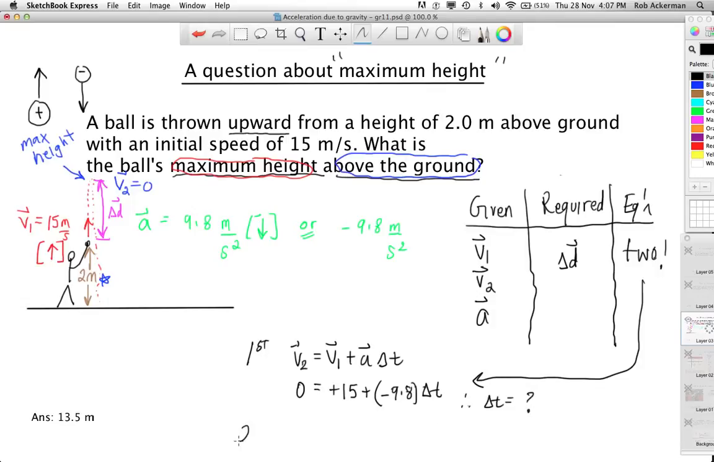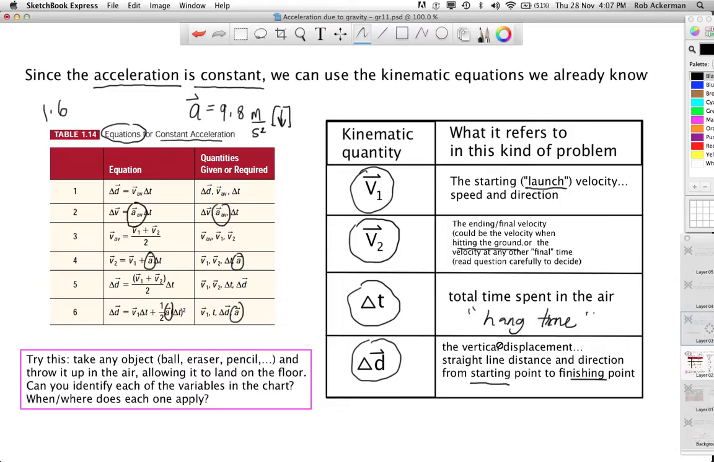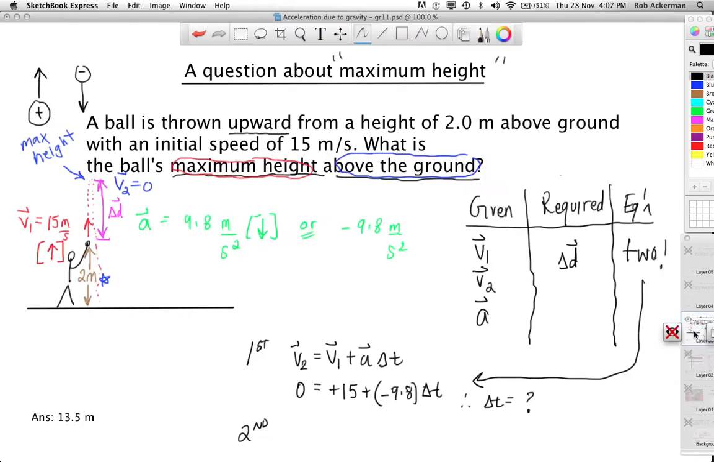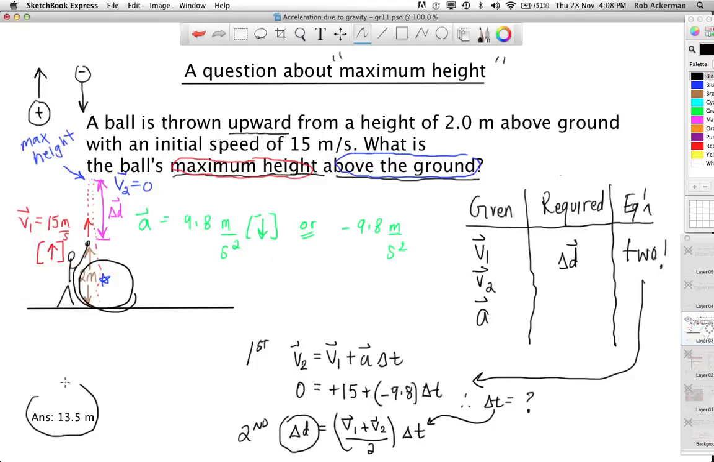And then the second step will be to take that time and use it in this equation over here, which has delta d in it. So at this point, you can say delta d equals v1, which you know, plus v2, which you know, divided by 2, these are vectors of course, make sure you include direction, times time. So that gets subbed in there, and voila, you can solve for delta d. Don't forget to add on the 2 meters, and you should find yourself getting to your answer here.